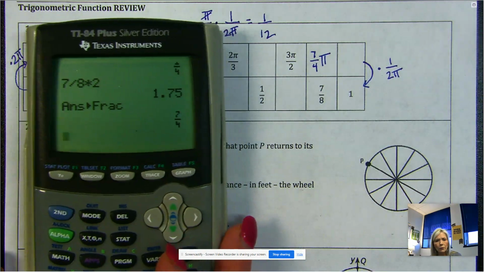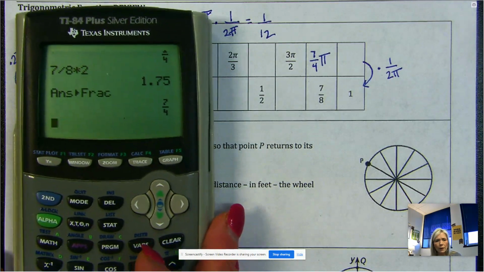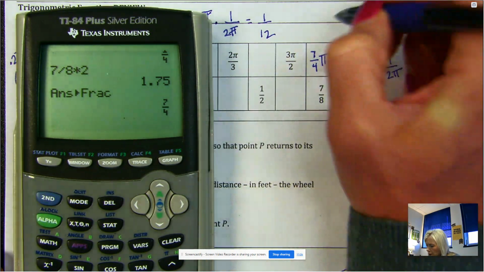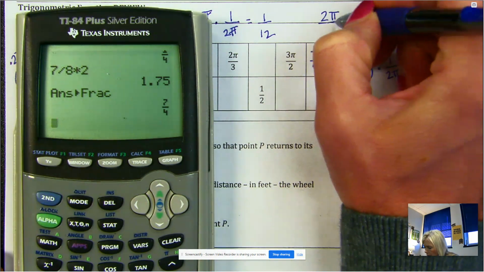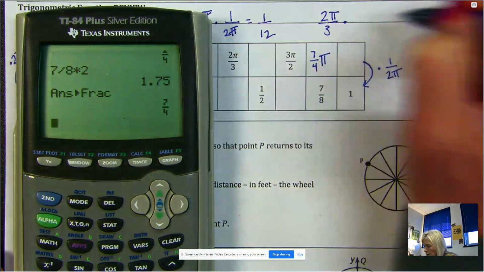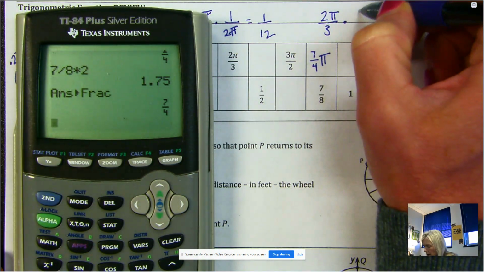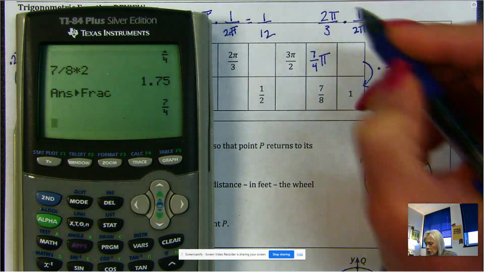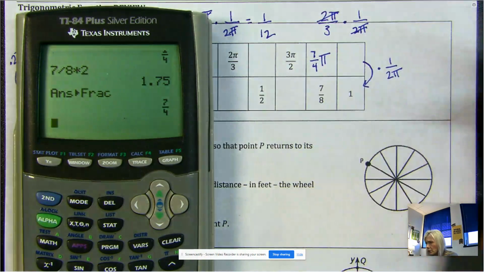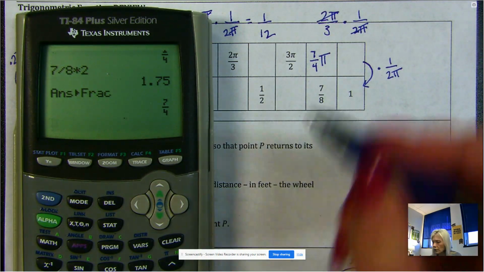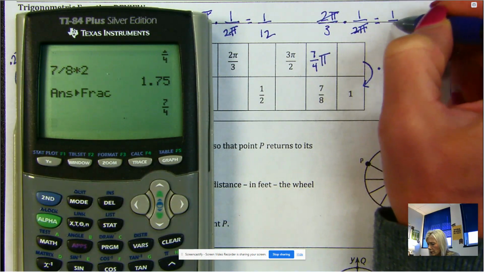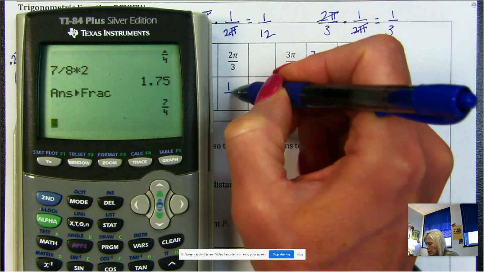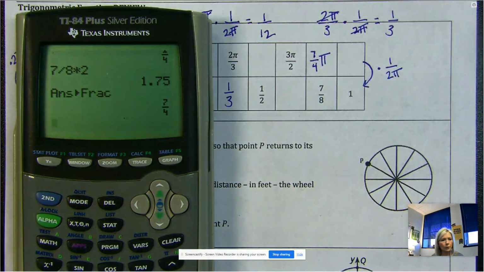And one more to go from radians to rotation. I'll do 2 pi over 3. So 2 pi over 3 times this 1 over 2 pi to go in that direction. And actually this time the 2 pi's cancel each other out, both the 2 and the pi. And so I just have 1/3. And so 2 pi over 3 is 1/3 rotation of the full circle.